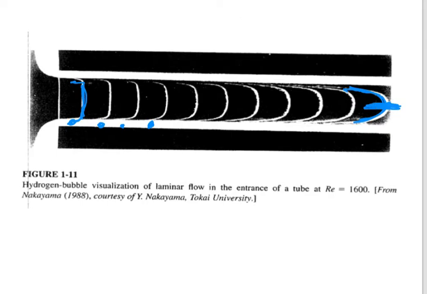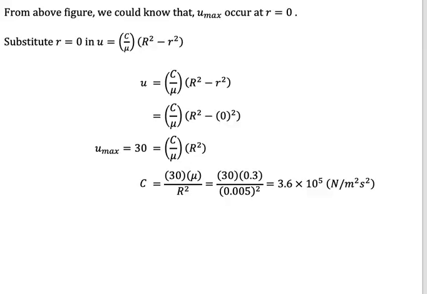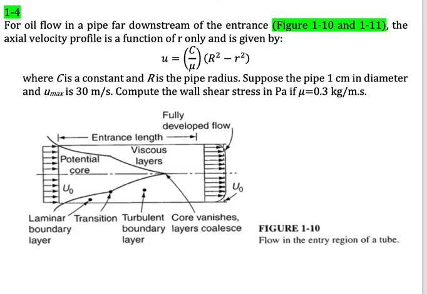Okay, so the idea is from the question, we would like to calculate, according to this question, let's say the diameter is 1 centimeter and U is 30 meters per second. Then we need to calculate the wall shear stress, if mu, the dynamic viscosity of the fluid, is 0.3 kilogram per meter second. Okay, the question is about the wall shear stress.